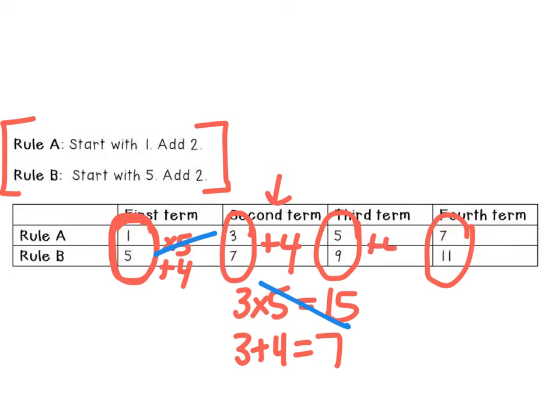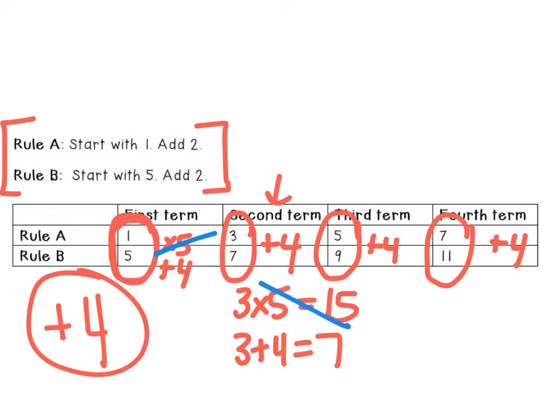So 5 plus 4 is 9, and 7 plus 4 is 11. So my relationship has something to do with plus 4.